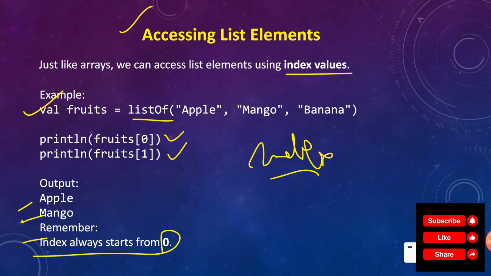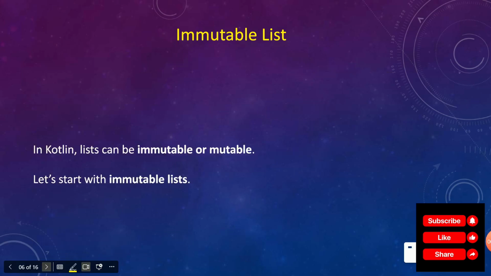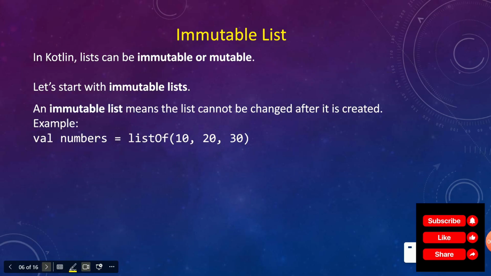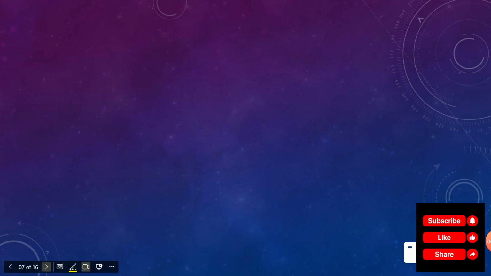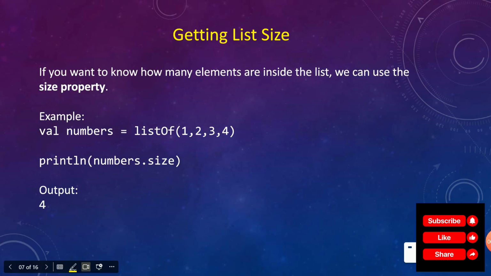So how can we get the size of a list in Kotlin? We can fetch the size of a list by using the size property. For example, you can see val numbers equal to listOf 1 2 3 4 5. So numbers dot size returns the size of that list in integer format. In the output window we will get the size of the list.